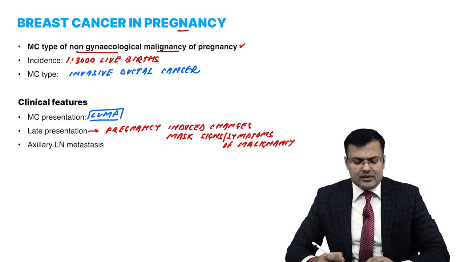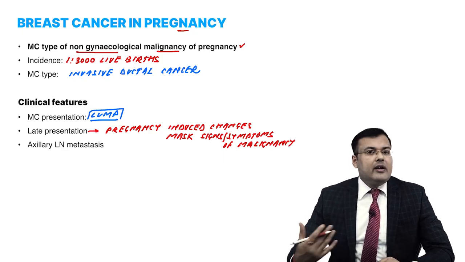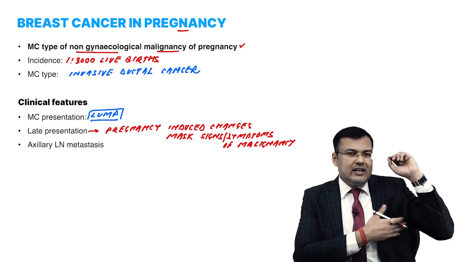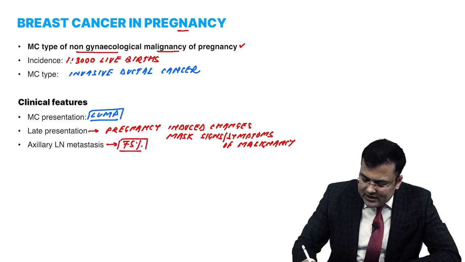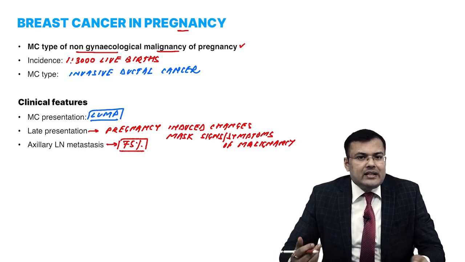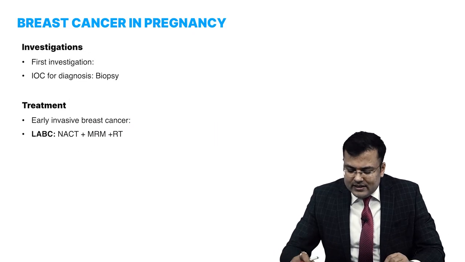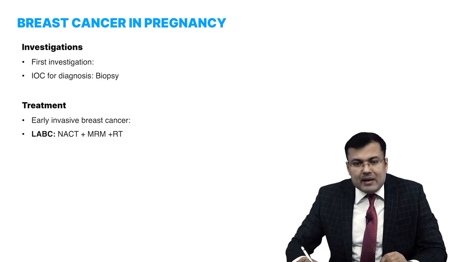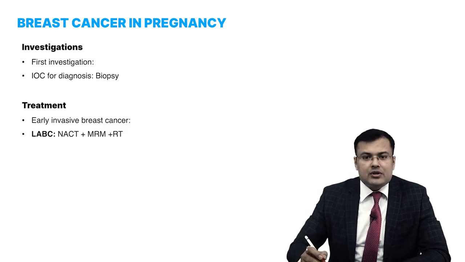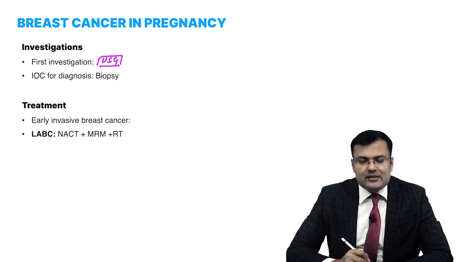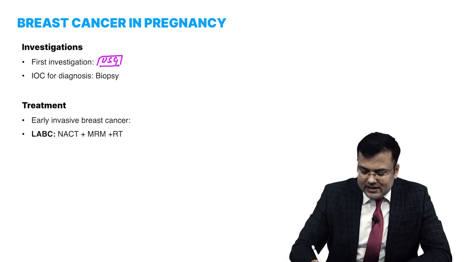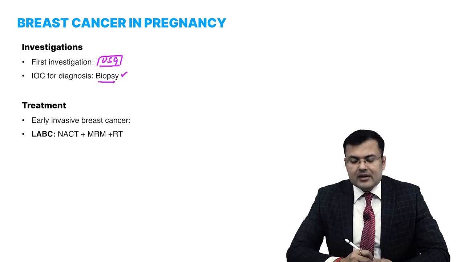There is late presentation. And if there is late presentation, in what percentage of patients is there already axillary lymph node metastasis? In pregnant patients, at the time of presentation, approximately 75% of patients are having axillary lymph node metastasis. We discussed that we should not go for mammography because there is radiation exposure. So here, the first investigation done in a suspected case of breast cancer in pregnancy is ultrasound. But investigation of choice for diagnosis is the same, biopsy.